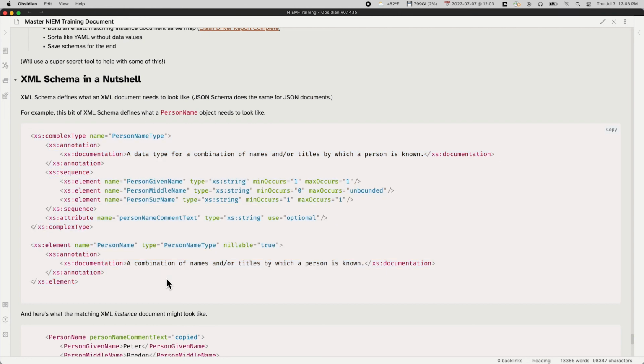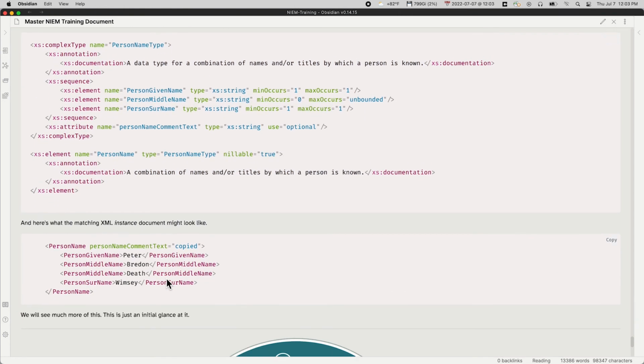And so that object is here. This is what a matching person name object would look like. Here's the person name element. Here's that attribute with a comment. In this case, we copied it from somewhere. It's just an attribute. It's just a comment. You'll see there's 1 given name. There are multiple middle names. So there's that middle name. And then there's this middle name. And then there's a surname. And then the XML to mark the end of the person name. And the whole thing there is the person name object, and it matches the definition in the XML schema.